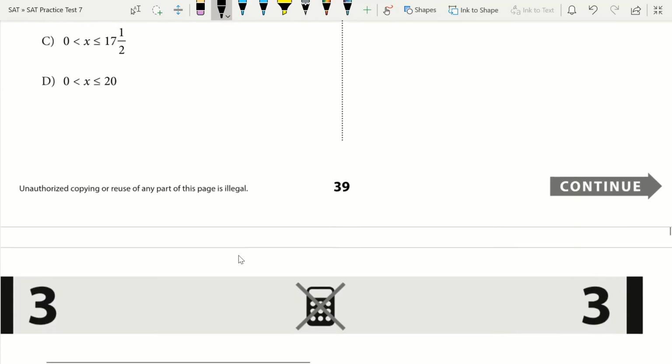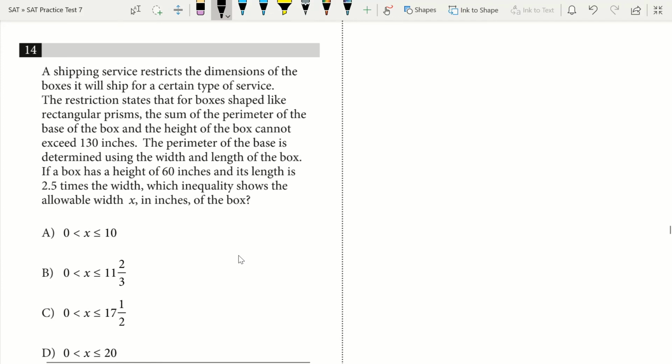Question 14. A shipping service restricts the dimensions of the boxes it will ship for a certain type of service. The restriction states that for boxes shaped like rectangular prisms, the sum of the perimeter, which is 2L plus 2W, of the base of the box and the height cannot exceed 130 inches. The perimeter has to be less than 130.